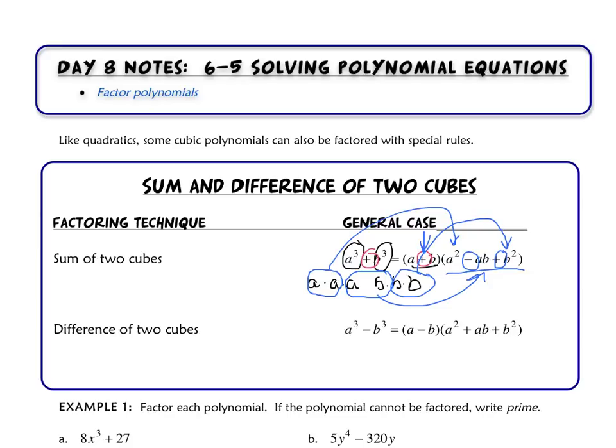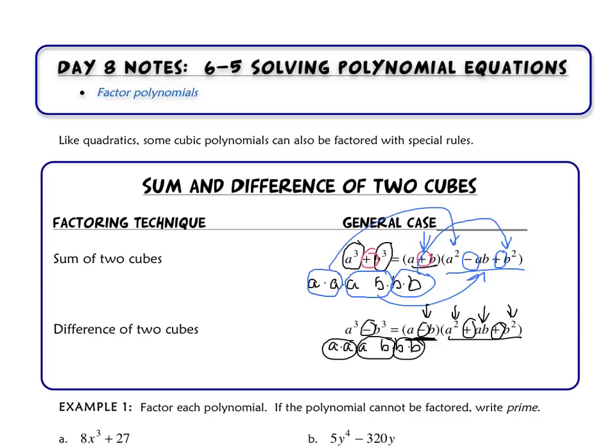Okay, so now a difference of two cubes is the same idea. You would do a times a times a, and then b times b times b. The first factor is going to be a minus b, so you just uncube them, and then the minus sign matches this minus sign. For the trinomial, a times a is a squared, your first term, a times b, your second term, and then b times b, your third term. Like I said, the last sign is always going to be a plus b squared. If the first factor has a minus sign, this sign is going to be a plus.